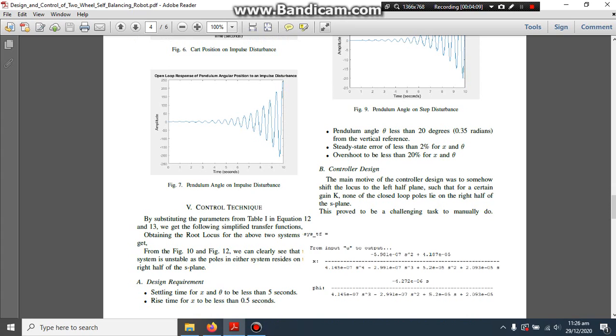But before that, let me talk a bit about the design requirements. The controller that we designed for the robot was such that the settling time had to be less than 5 seconds, and the rise time less than or equal to 0.5 seconds, whereas the pendulum angle theta should move no more than 20 degrees on either side, and also the steady state error should be within 2%, and overshoot should be less than 20%.